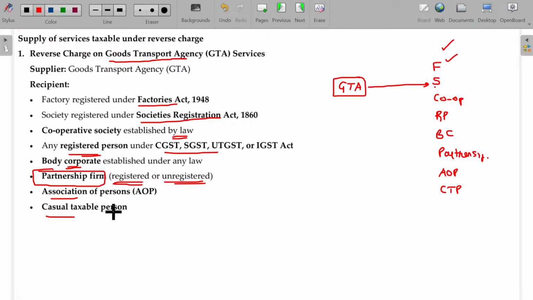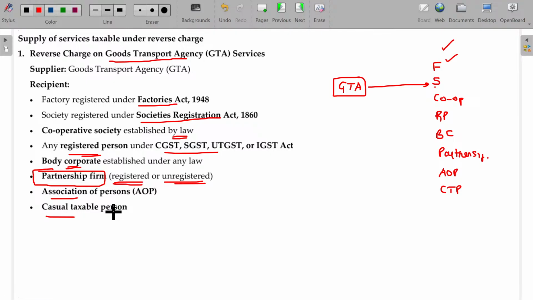Those who are doing taxable supply business for a temporary period, maybe 3 months to 6 months. They can apply for a temporary registration for the 3 to 6 months. Thereafter, the registration is cancelled. That they are called as CTP, casual taxable persons. If the GTA, a person who has a lorry, renders transport services for transporting the goods to any of these category of the recipients, then GST will be payable by the recipient under RCM.